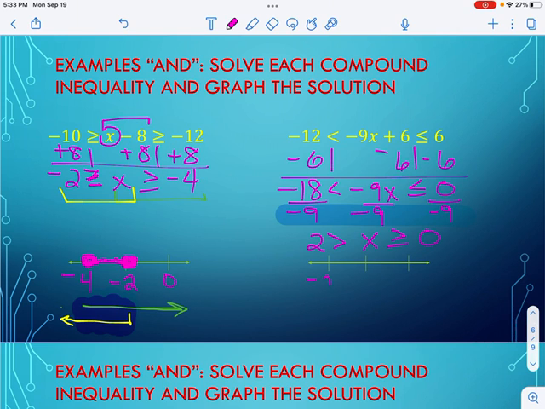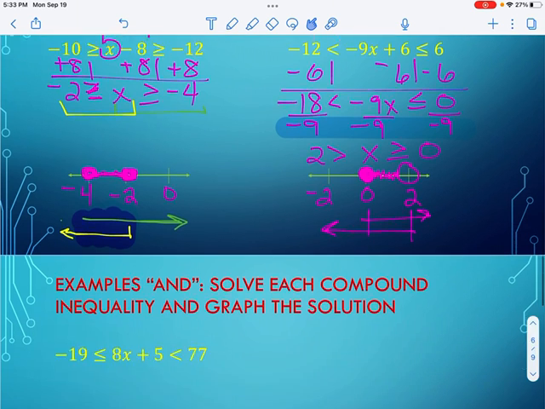So I come in here, I'm going to graph now, negative 2, 0, and 2. So think about your two pieces here. It says negative 2 is greater than x, so that means x, and then it would shade to the left. The second one says x is greater than or equal to 0, so it'd be a closed circle, and it would shade to the right. So where do those overlap? They overlap in that section, so we would shade it in like that.